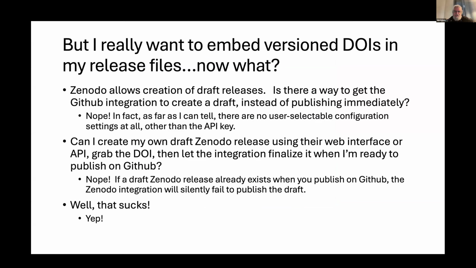So what now? If you really want to embed those version DOIs in your release files. As I mentioned, Zenodo has draft releases. So one of the things I looked at is, is there a way to get the GitHub integration to create a draft instead of a published release? And the answer is no. In fact, I couldn't find any user configurable properties at all other than the API key. You just get what you get.